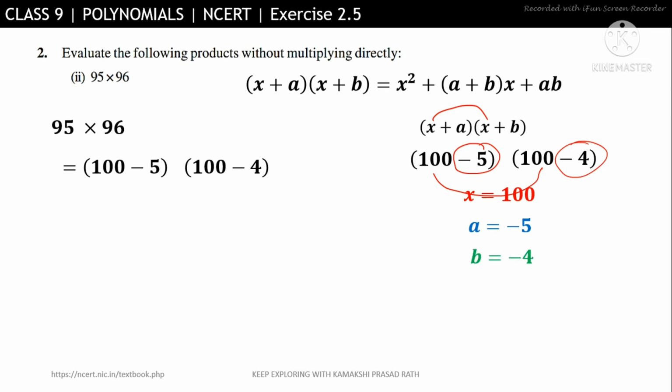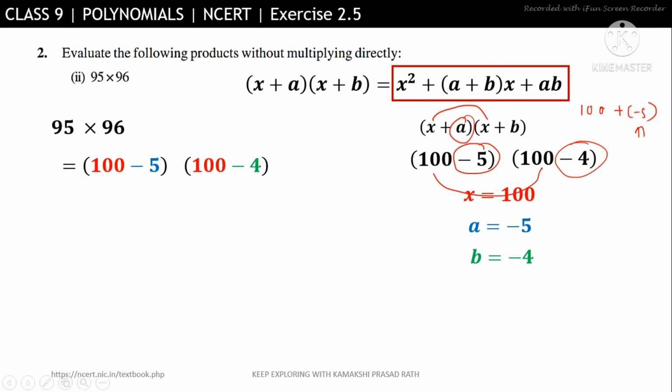As 100 minus 5 is nothing but 100 plus of minus 5, hence this a becomes minus 5. So without writing plus of minus, we can use minus 5. So our question becomes now (100 minus 5) into (100 minus 4). So we'll use the identity x squared plus (a plus b) into x plus ab.